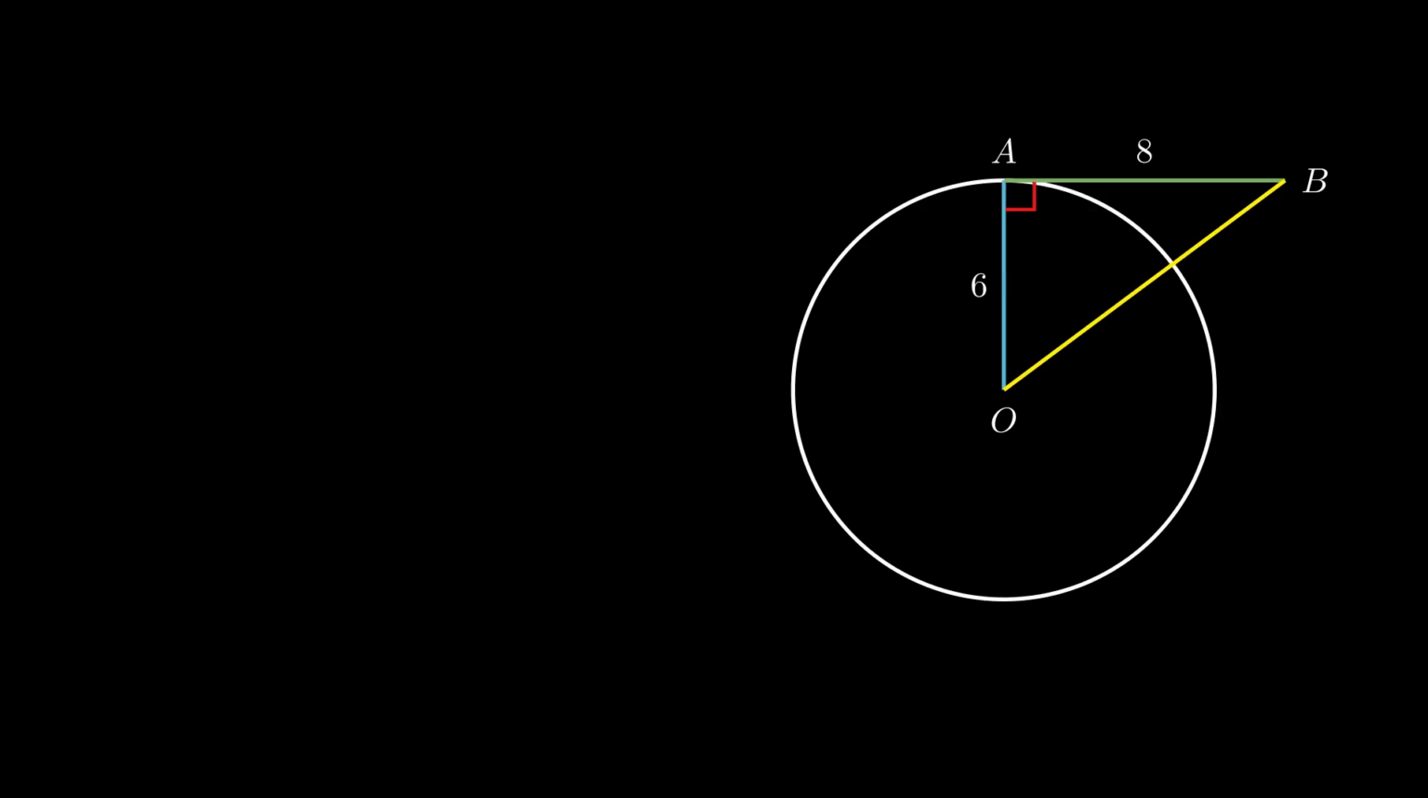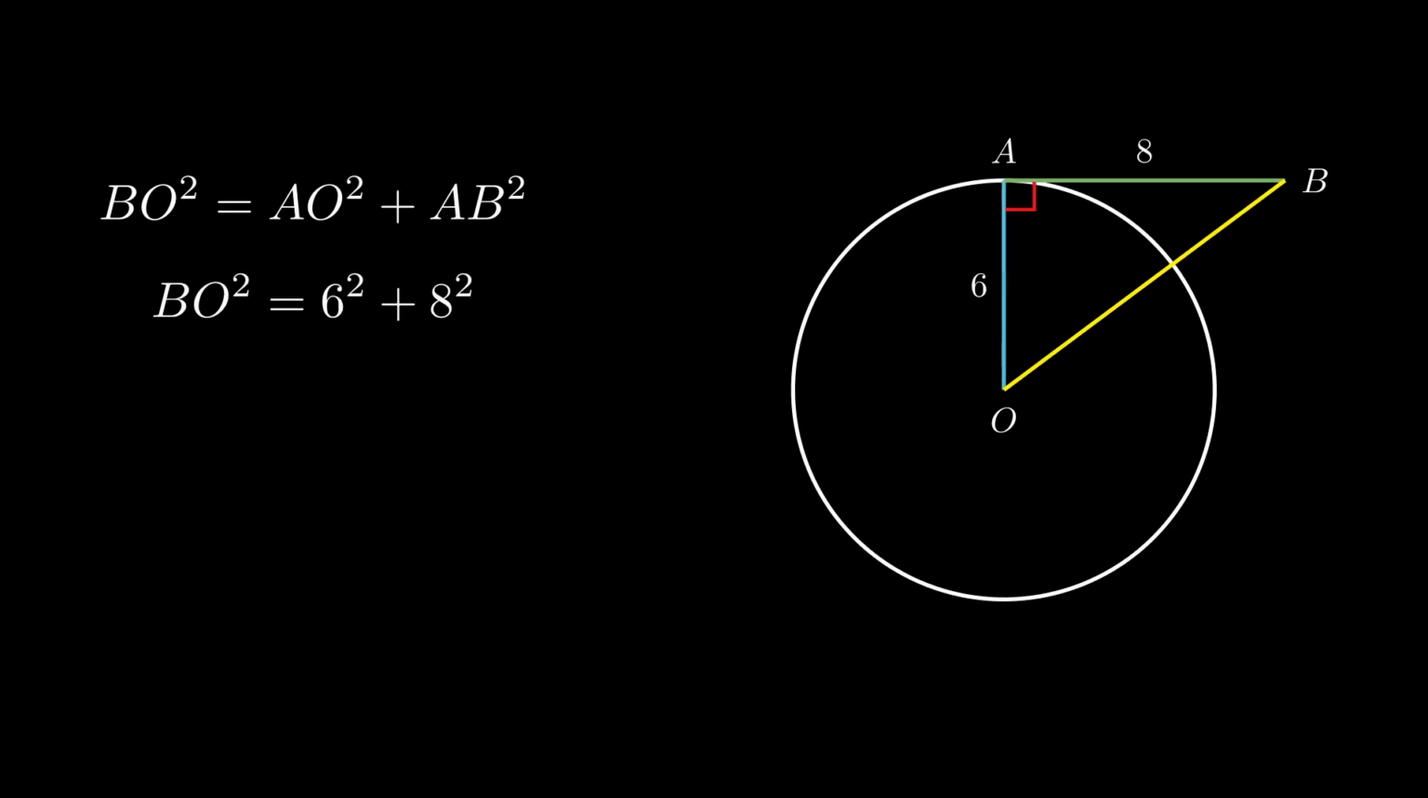Since triangle ABO is a right-angled triangle, we can apply the Pythagorean theorem. BO squared equals AO squared plus AB squared. Substitute the known values. BO squared equals 6 squared plus 8 squared.